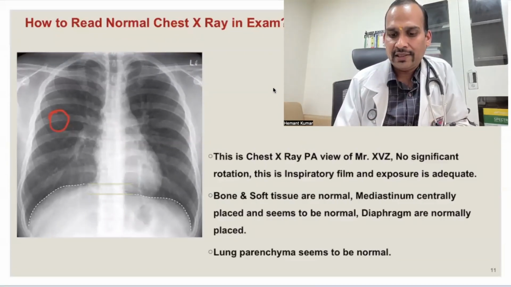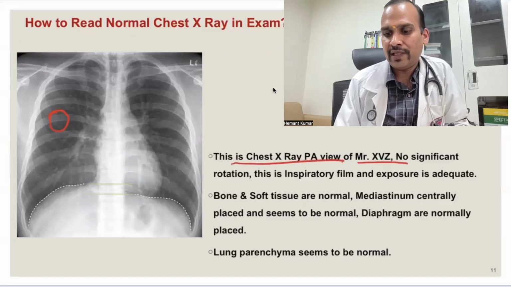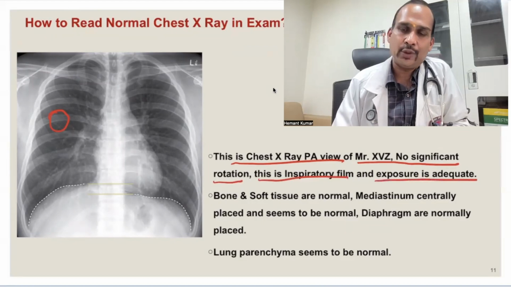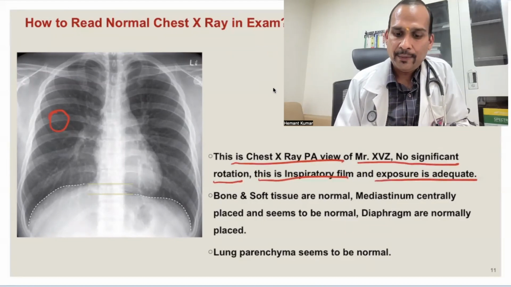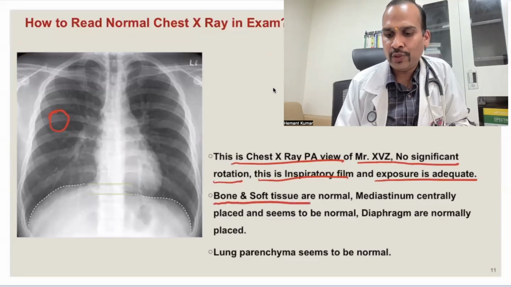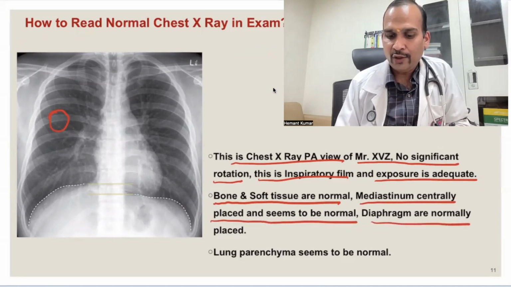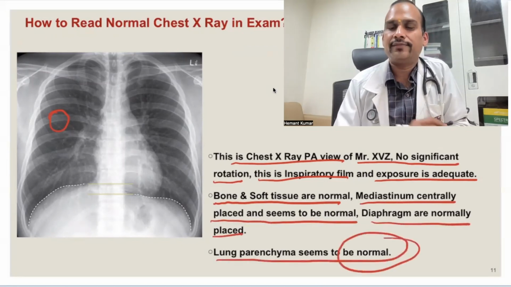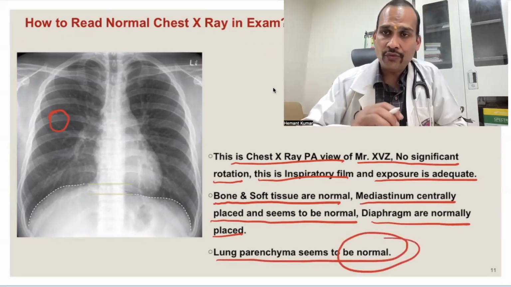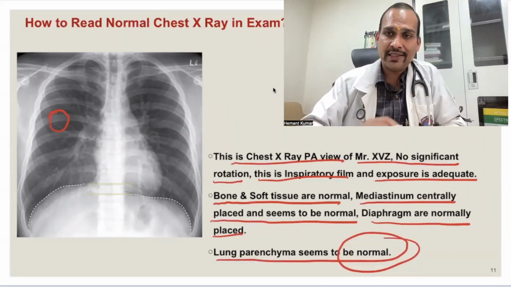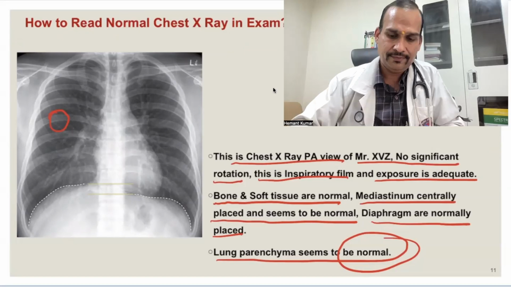How? Sir, this is the chest X-ray view of Mr. XYZ. There is no significant rotation. This is an inspiratory film and exposure is adequate. Then findings. Bone and soft tissue are normal. Mediastinum is centrally placed and seems normal. Diaphragms are normally placed. Lung parenchyma seems normal. So this is how we should read a normal X-ray in your exam.